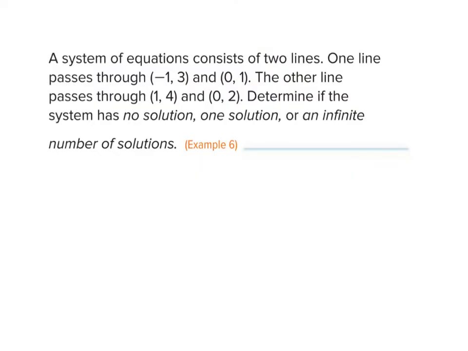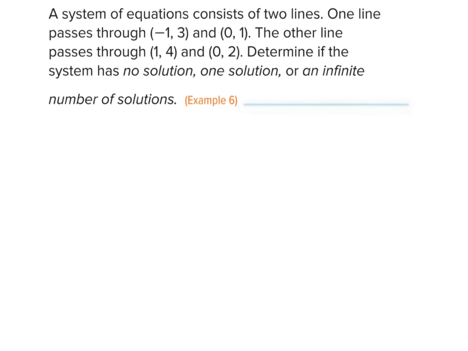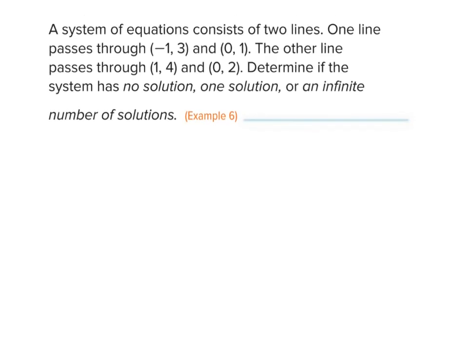Okay, last problem. A system of equations consists of two lines. One line passes through (-1, 3) and (0, 1). The other line passes through (1, 4) and (0, 2). Determine if the system has no solution, one solution, or an infinite number of solutions. It doesn't sound like we have to graph this one, so that's good news. Let's just determine what it's got.